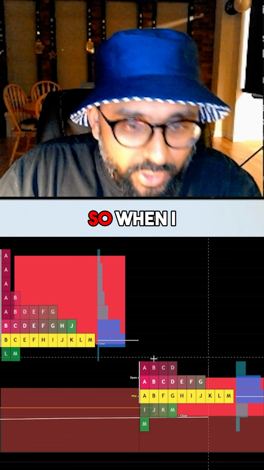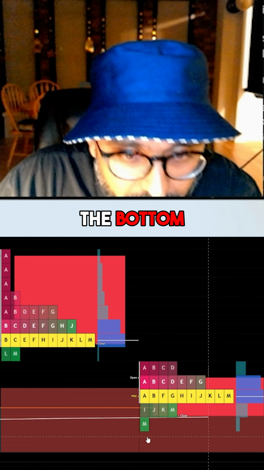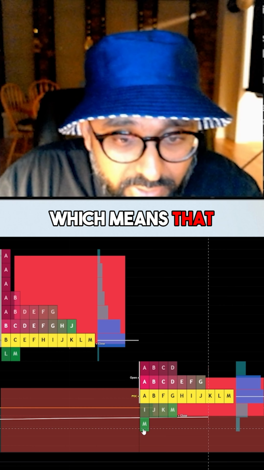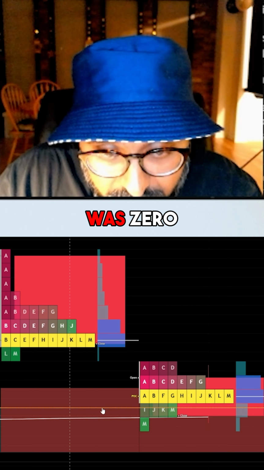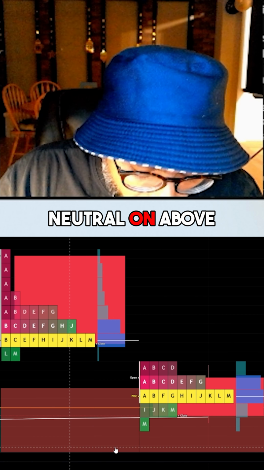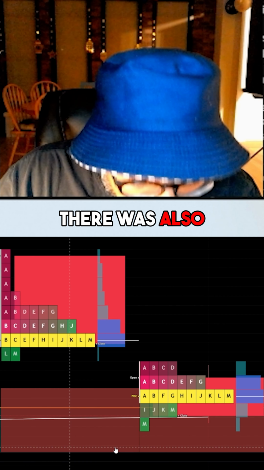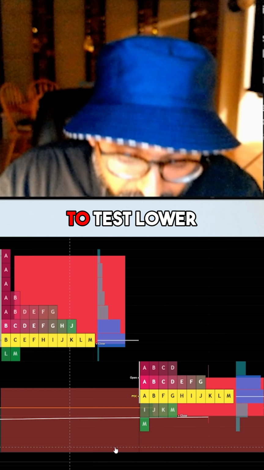Let's get started. So when I look at the market profile from Friday, I see no tails at the top, no tails at the bottom, which means there's no exhaustion. There is range extension to the downside, which means that sellers tried to auction aggressively down. The rotation factor was 0. Price action was neutral. On above average volume, value overlapped lower. There was also range extension lower. This suggests that sellers are in control and may continue to test lower prices.